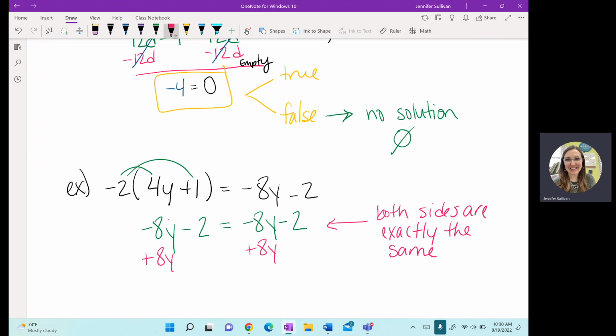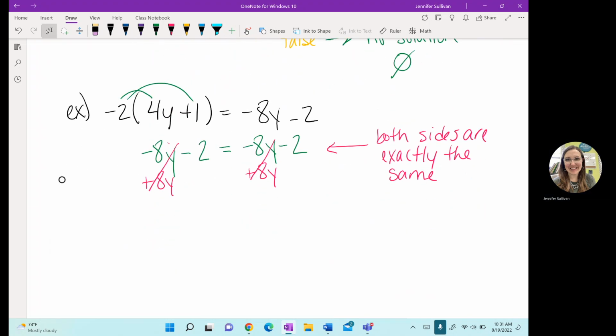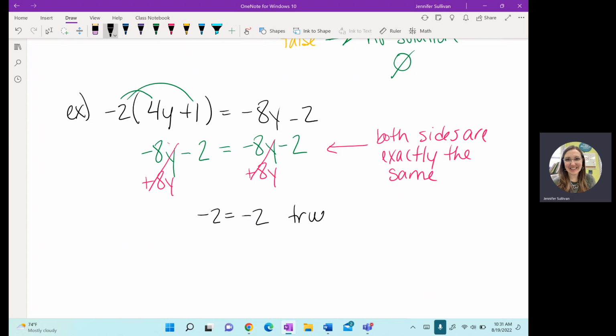So I'm undoing it, but I'm always only adding or subtracting. I'm never moving by multiplying or dividing. So that's going to cancel out. What I'm left with is negative 2 equals negative 2. Now, is negative 2 equal to negative 2? Yes, of course. So this is my true statement also. Again, notice how the variables canceled on both sides. I'm left with a true statement.